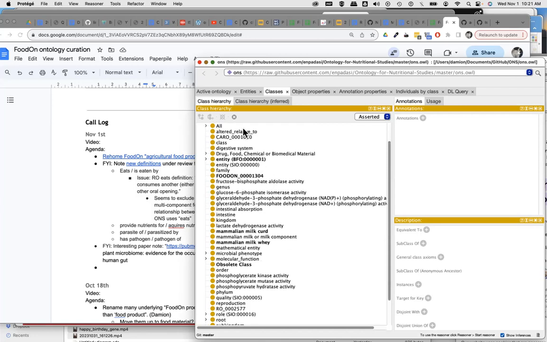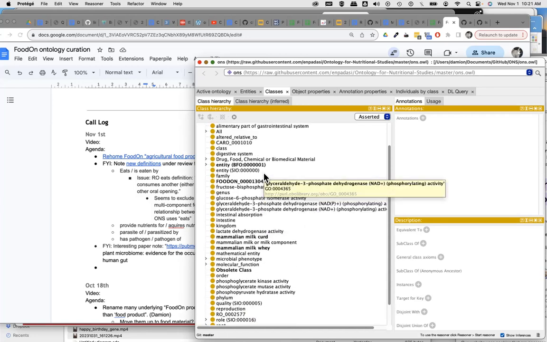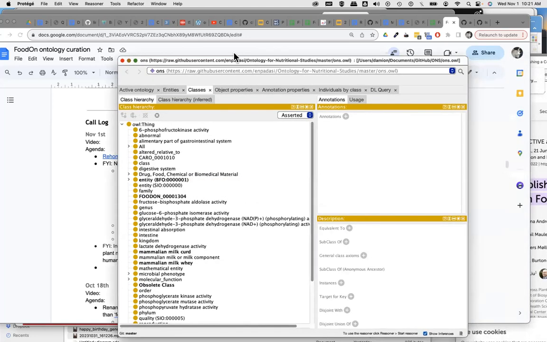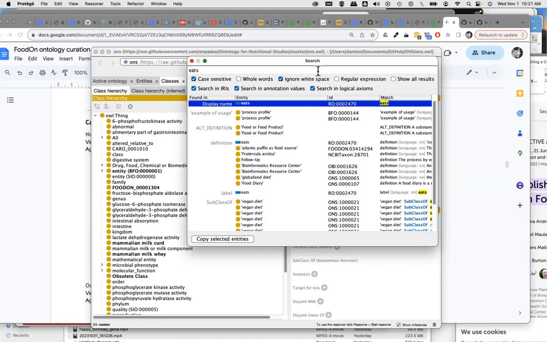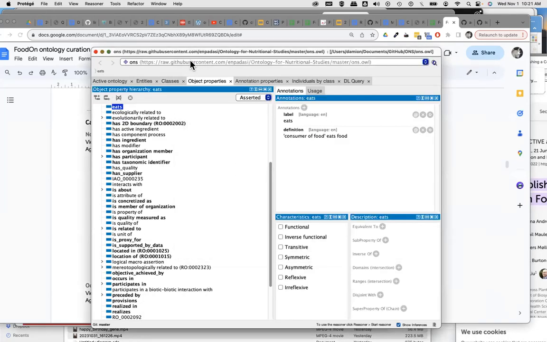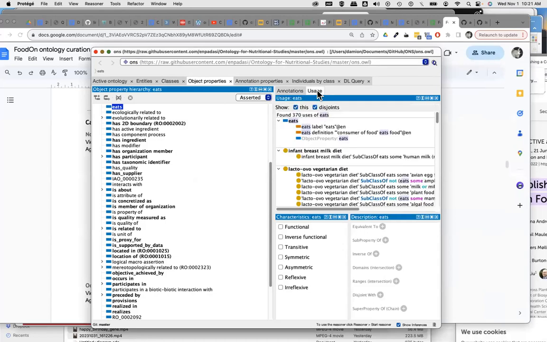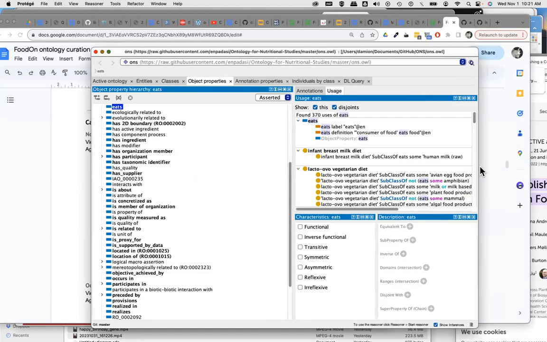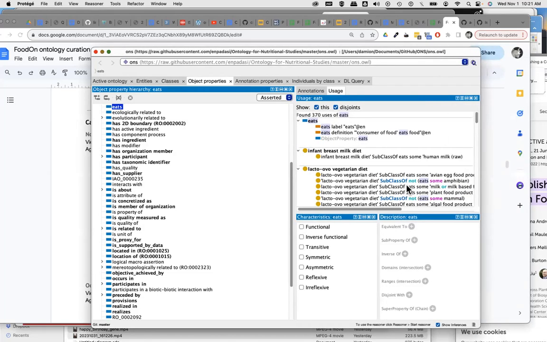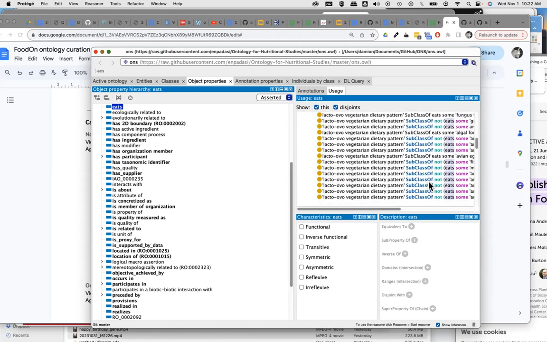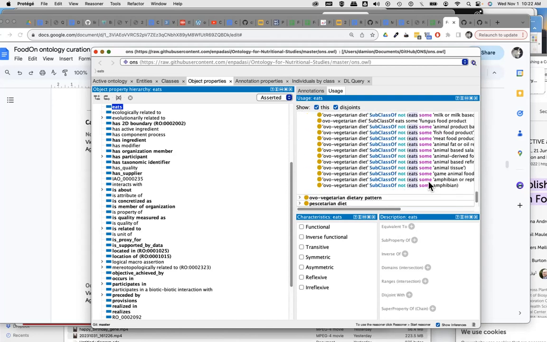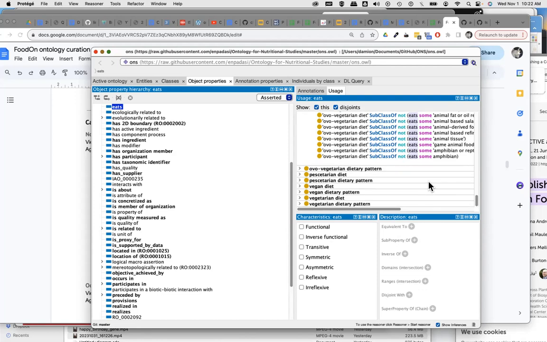So here's ONS. It needs work because the top level's got all of these classes, among other things. Right, so they're using RO Eats in a variety of places and in a bizarre kind of way. So diet, somehow a diet eats things directly, which is a misuse of the eats relationship that has to be fixed.